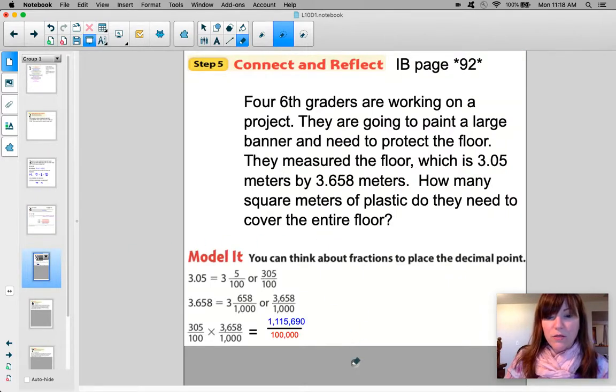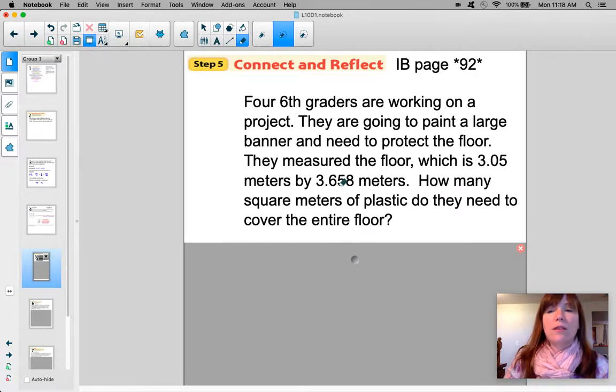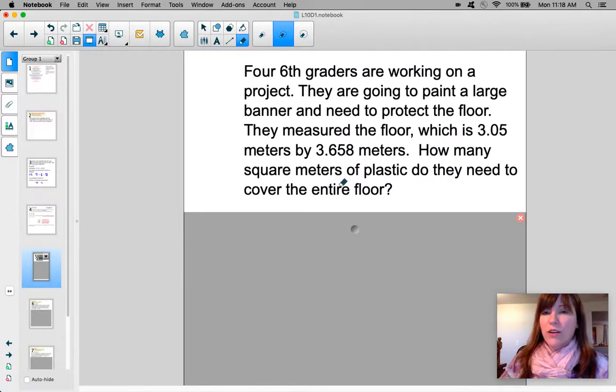I'm going to slide that up for the beginning of this. So 4 6th graders are working on a project. They are going to paint a large banner and need to protect the floor. They measure the floor, which is 3 and 500 thousandths meters by 3 and 658 thousandths meters. How many square meters of plastic do they need to cover the entire floor?